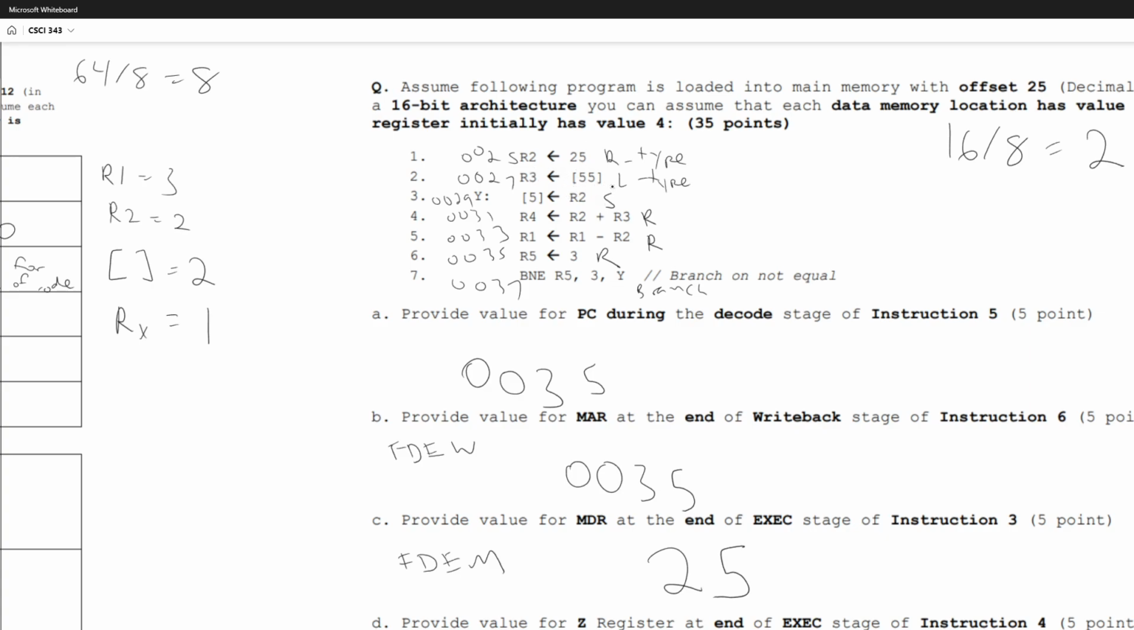R3 we loaded at address 55. All the addresses are initialized to 5, so that's going to have 5. So 25 plus 5, the Z register will have a 30.